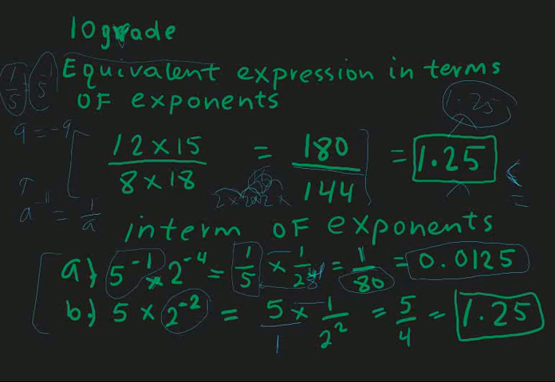In the normal fraction way, 5 times 1 is 5, and 2 to the power of 2 is 4, and 4 times 1 is 4. So 5 over 4 becomes 1.25 if you divide 5 by 4. So this is equal to this expression. These two are equal.